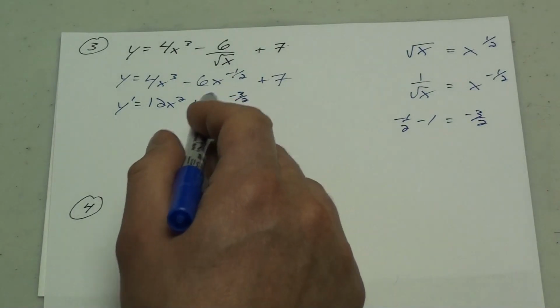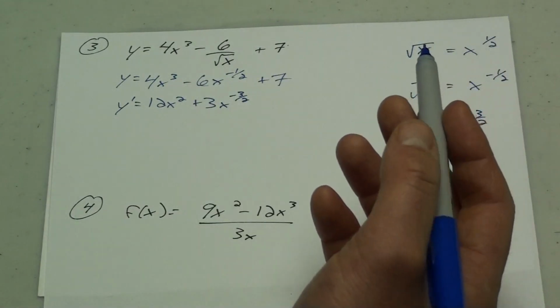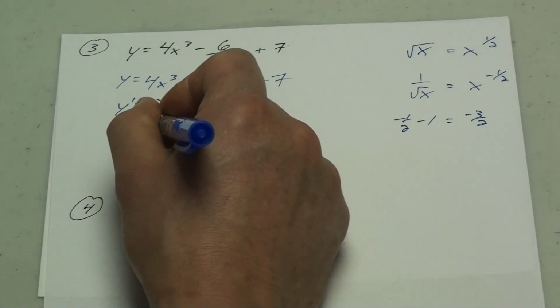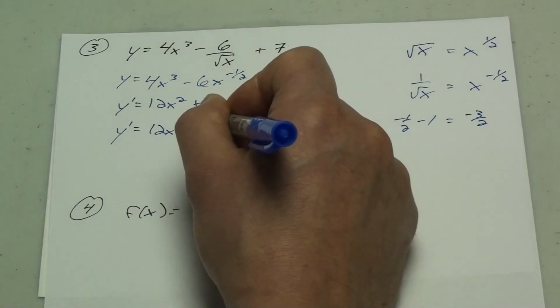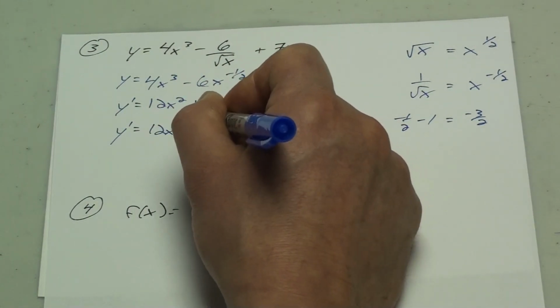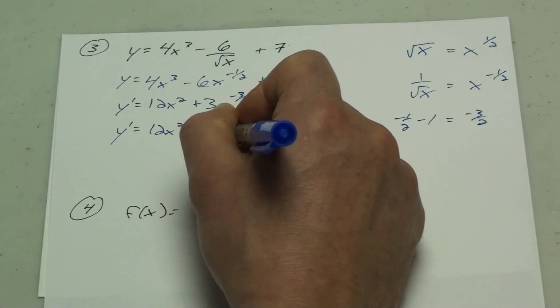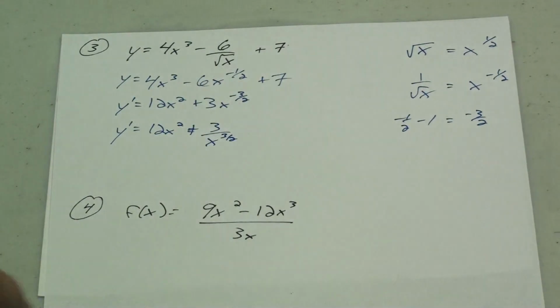Now sometimes you can leave your exponent as a negative, other times you cannot. If you cannot, you need to take it back down into the denominator. Oh, sorry, plus 3 over x to the 3 over 2.